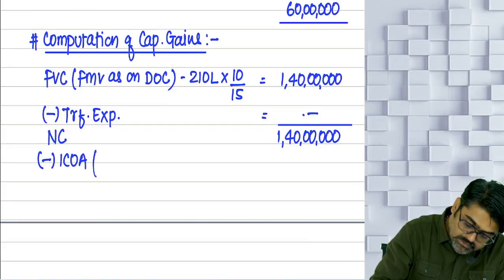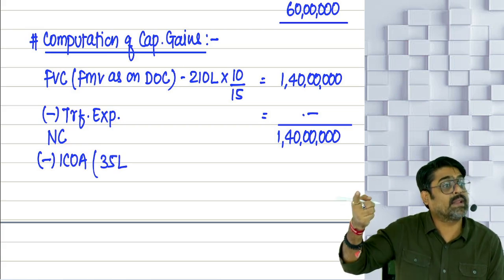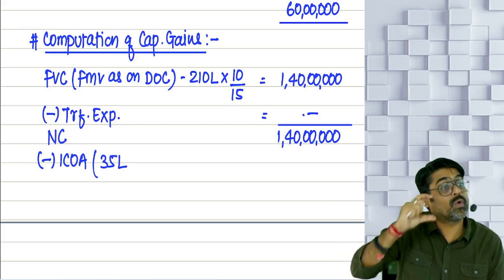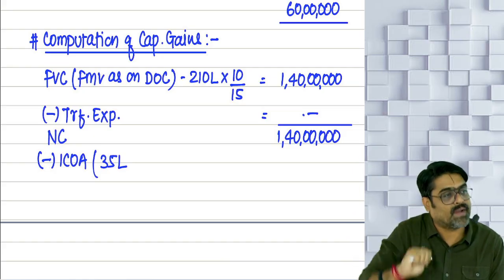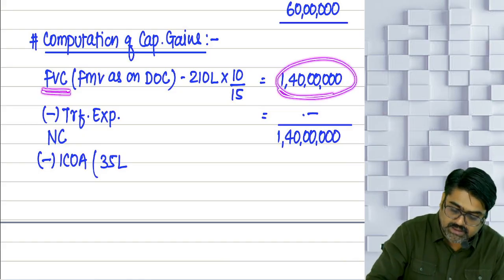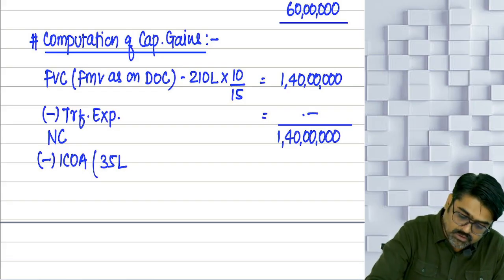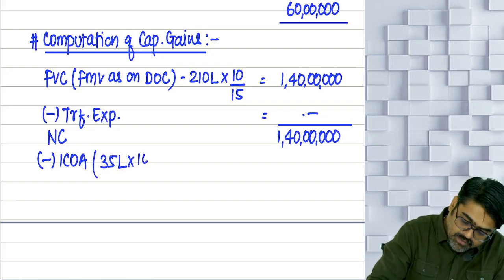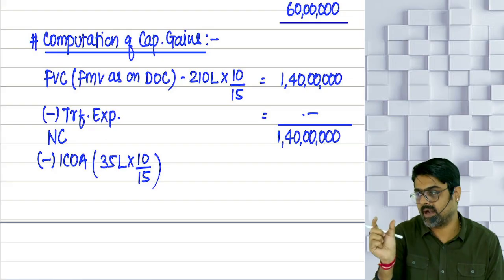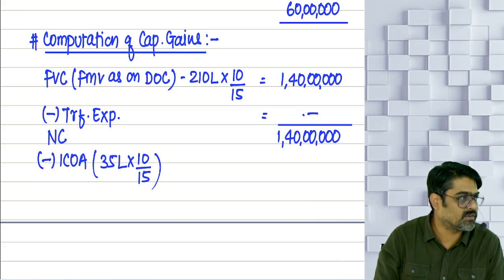So here the index cost of acquisition will be how much? 35 lakhs. I will have to take 35 lakhs, no? But if I take 35 lakhs, meaning I am reducing the cost of the entire land. Am I calculating the capital gain of entire land? No, only the land which is sold with 10 flats. So if I have taken the full value of consideration proportionately, in that same proportion I have to take the cost of acquisition also, no? So cost of acquisition multiplied by 10 by 15. This will be my cost of acquisition of that land which is right now being sold as stock in trade with those 10 flats. Getting my point?